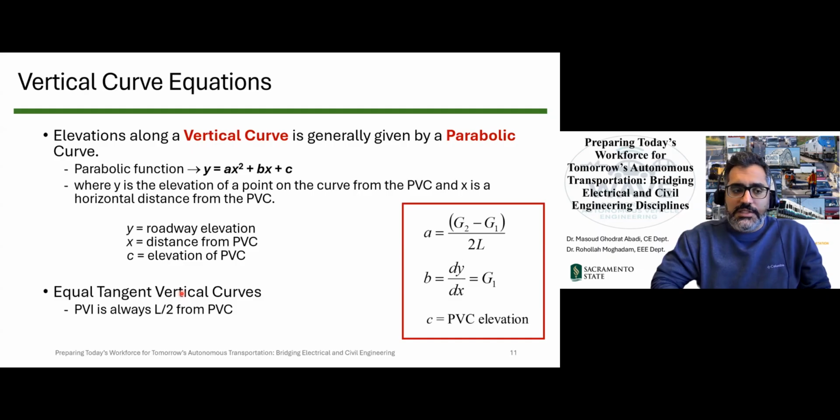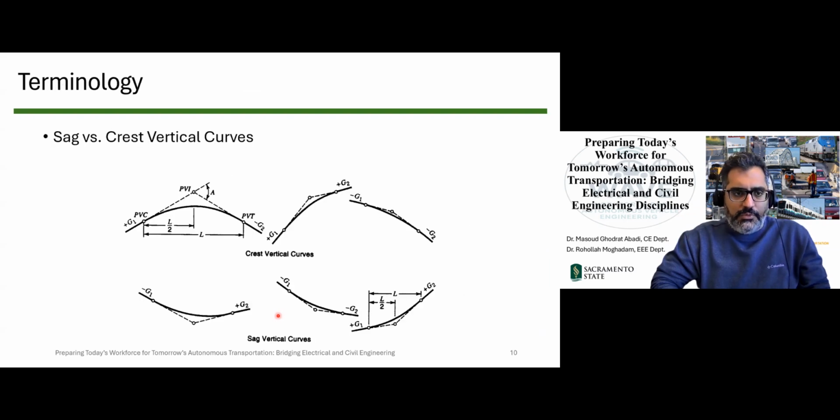Equal tangent means that PVI is exactly halfway through the curve. So if I go back, for example, to this slide, you see that what is drawn here is the length of the curve from PVC to PVT, and PVI happened to be exactly at the middle of this length. This is what we call equal tangent.